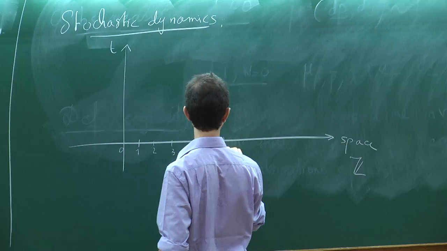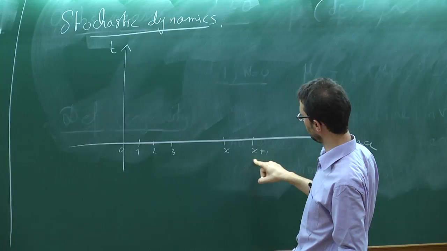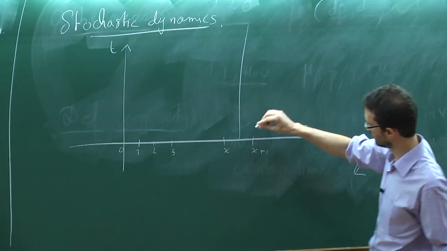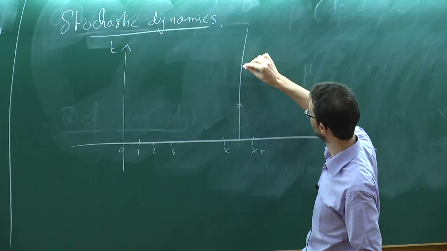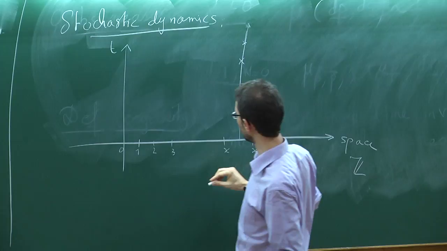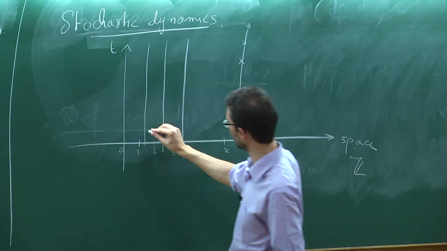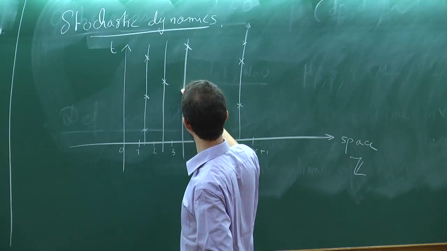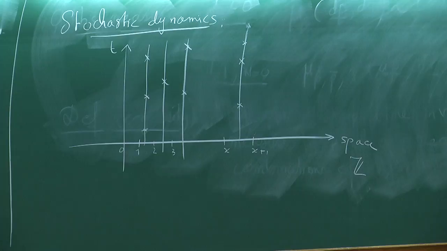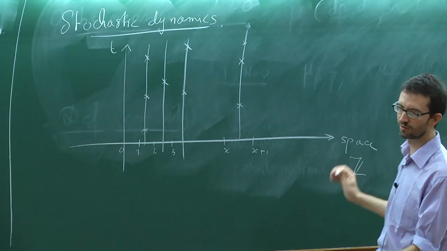And on each nearest neighbor point, what you do is that you put some Poisson process. It means that here you have a Poisson process with some exponential time, then some other exponential time, and so on. You do it for any nearest neighbor sites with independent Poisson processes. And you do it in the infinite volume. Of course, it is a little bit complicated to do it in the infinite volume, but imagine that it is just finite volume. So you have only a finite number of Poisson processes.